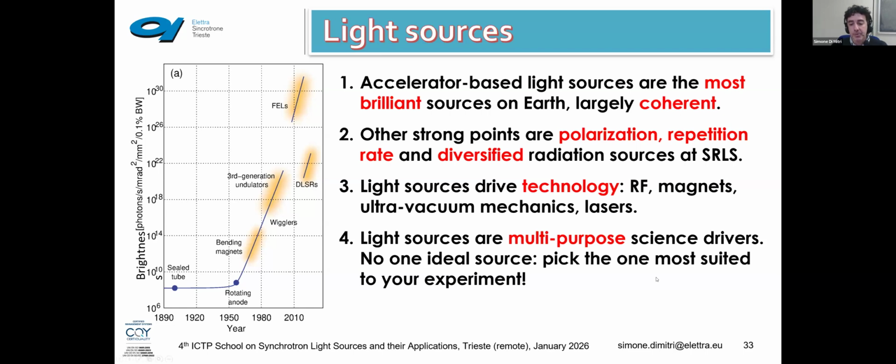And they are typically multi-purpose science drivers, which means that there is no one ideal source, not only between synchrotrons and FELs or Compton sources, which I mentioned too, but basically once you have a given experiment in mind, you have to look for the specific light source which is the better suited for your experiment. And among the synchrotrons, there are of course differences because of the electron beam energy, the undulators or the geometry of the beamlines that can exploit different radiation properties. So you have basically to look for your ideal source.